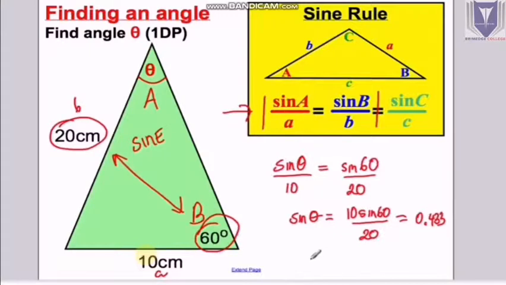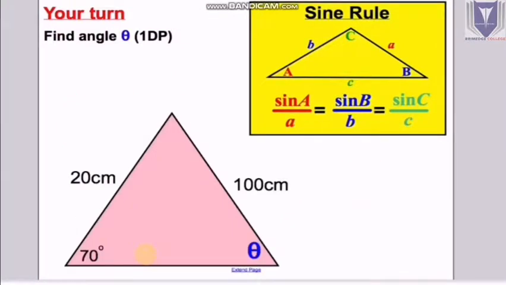But one more step, you take arc sine of 0.433. If you do this on your calculator, you have theta is equal to 25.7 degrees. Yes, that's it. As again, you can see that 20 is to 60. I'm expecting theta to be lower because if side 20 gives 60, side 10 should give something lower. We got something lower.